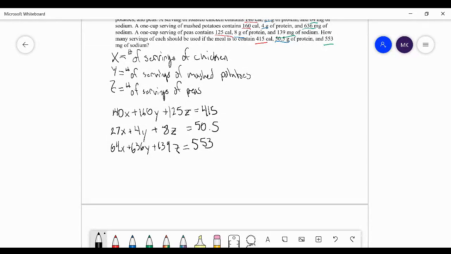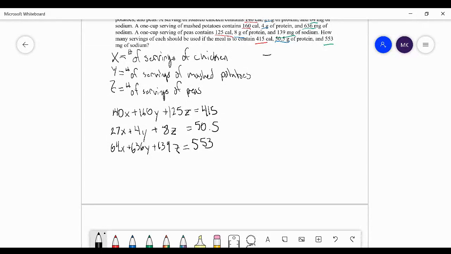Now, I'm going to tell you right now, on the final, I'm going to ask you to identify the system of equations, write the augmented matrix, write the reduced row echelon form of the matrix, and then give me a solution. So here we have our system of equations.